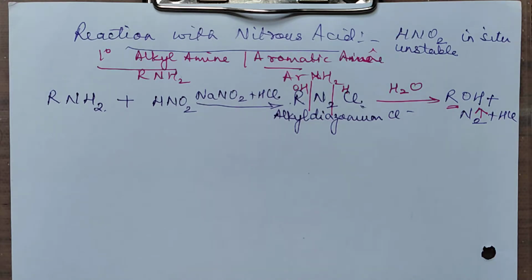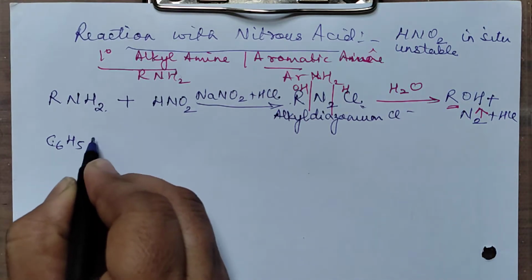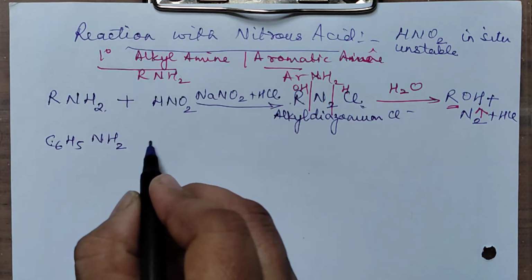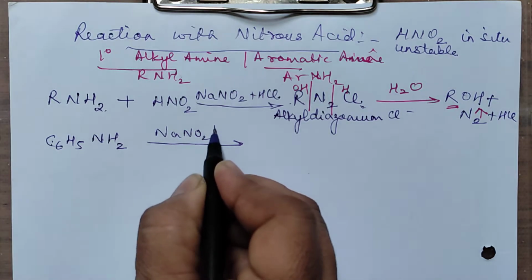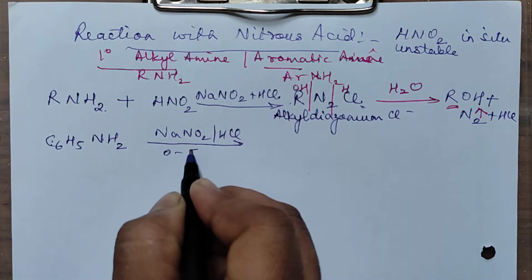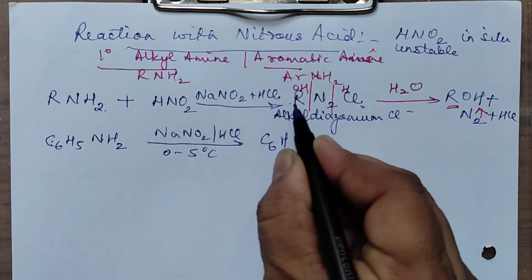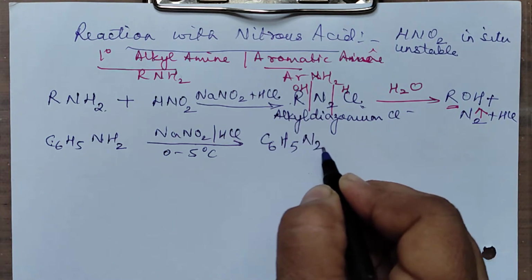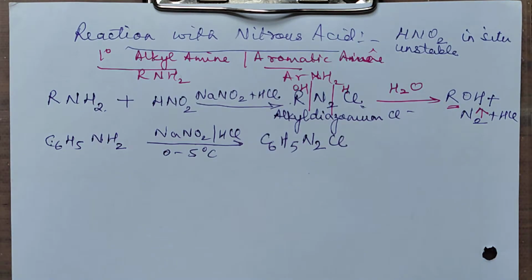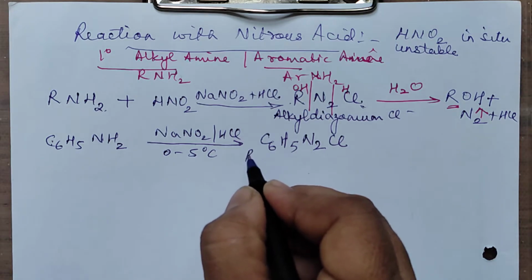Now instead of alkyl, suppose I use here aryl. That means say I am using here C6H5NH2. So what we have done is we have used here NaNO2, HCl, 0 to 5 degrees Celsius. So what you get, first step, you'll get a similar product, only thing is instead of R it will be phenyl group. Now C6H5N2Cl. This is benzene.